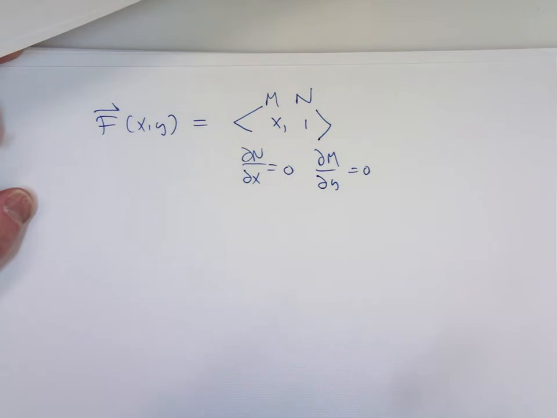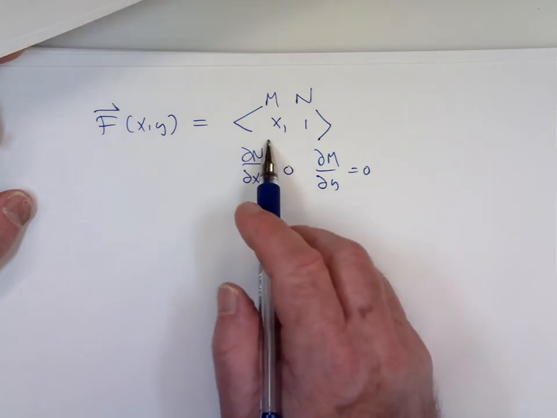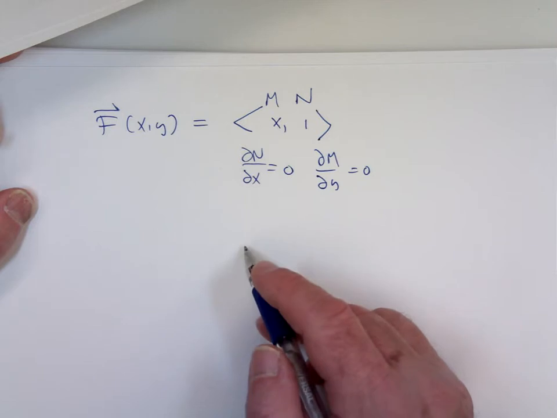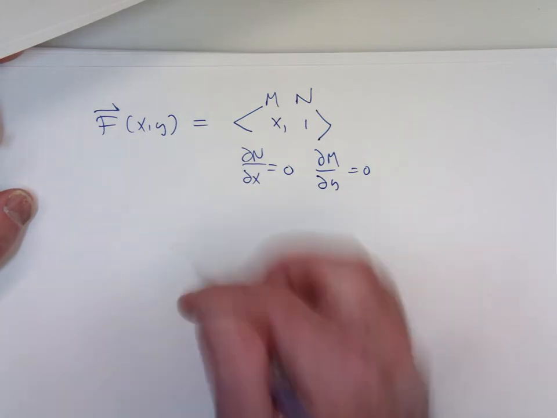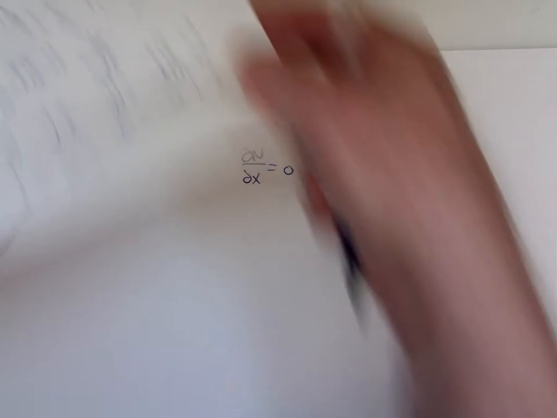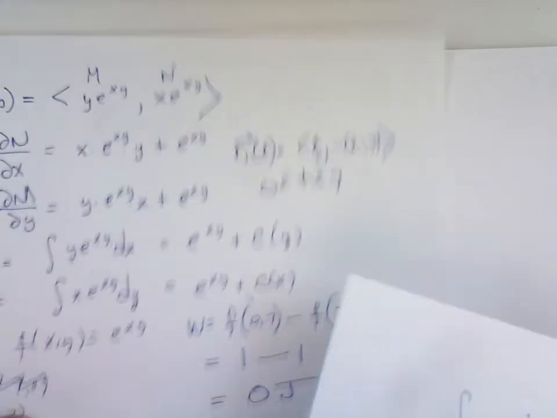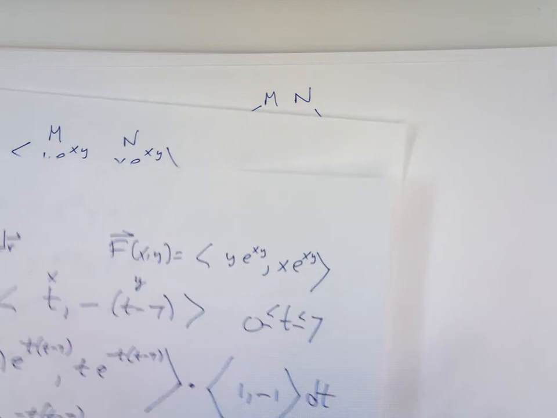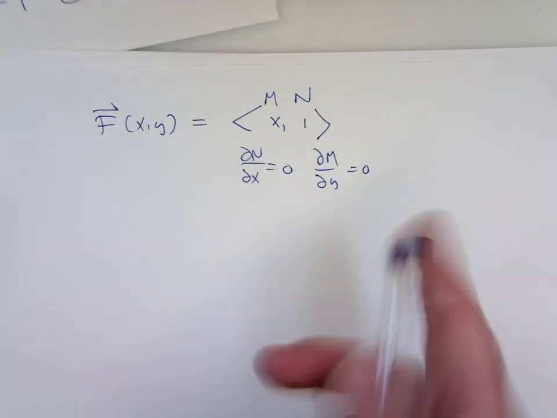What are we doing here? I'm giving you a field that is conservative. We're going to find its potential function, but it won't be the case that it comes out to be the same thing like this one did, e to the xy, or the previous one did too. And then we're going to have to reconcile. But it's pretty clear-cut what you have to do.